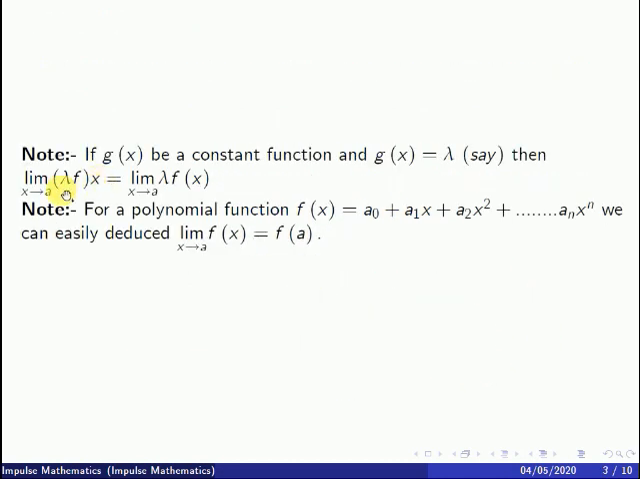Apart from that, we have another property: if g(x) is a constant function, say g(x) equals lambda, then limit x tends to a of lambda f(x) equals lambda times limit x tends to a f(x). This is quite an important property. And for a polynomial function f(x), a0 plus a1x plus a2x square and so on, we can easily deduce that limit x tends to a f(x) equals f(a), by simply putting x equal to a.